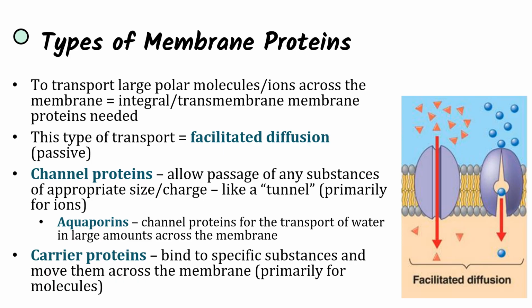Now there are a couple of kinds. First of all, we've got channel proteins, and this is just like it sounds. It's a channel, and it allows the passage of any substances that are the right size or the charge to go through. And this is primarily used for ions. So if we take a look at this picture on the right, this is the channel protein. It's literally just a tunnel which these substances can travel through from high concentration to low concentration, so we're going with the concentration gradient. This is still passive transport.